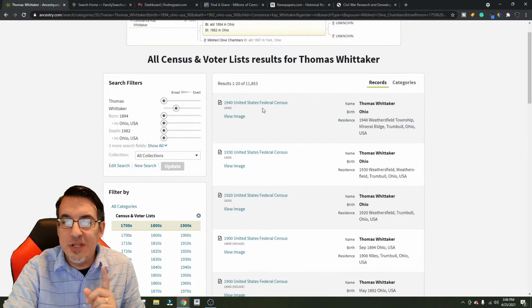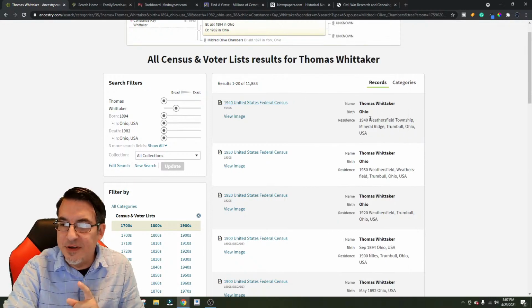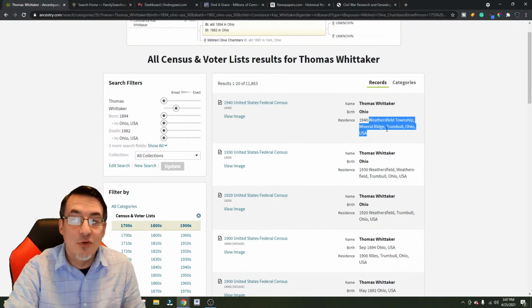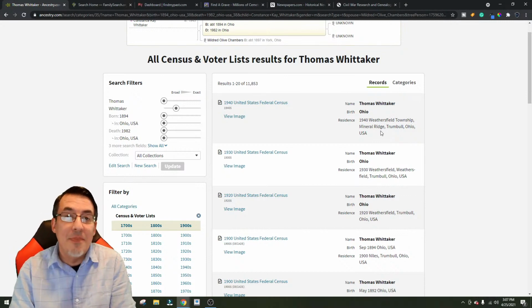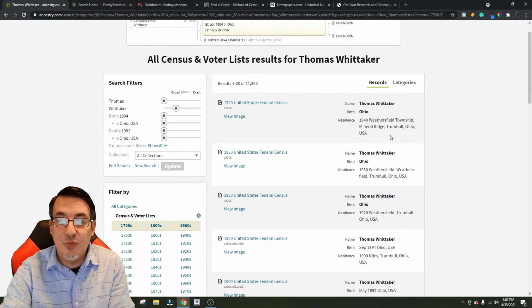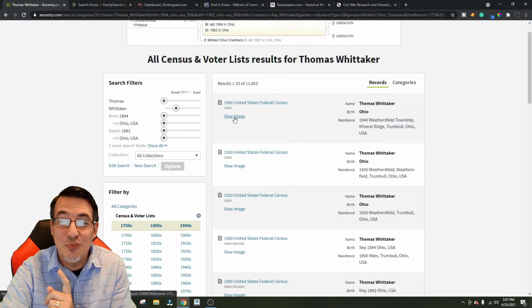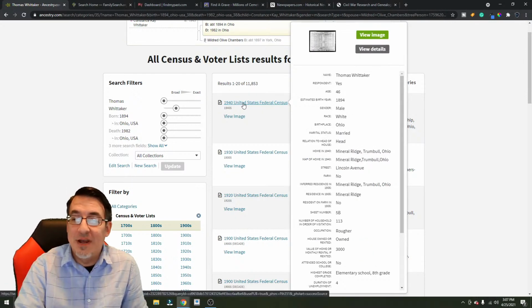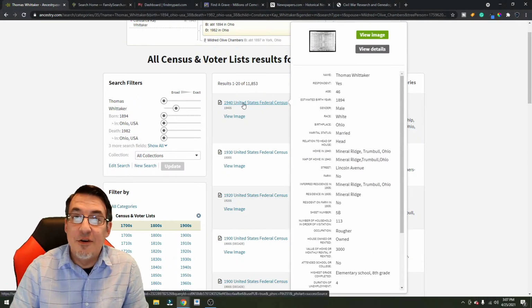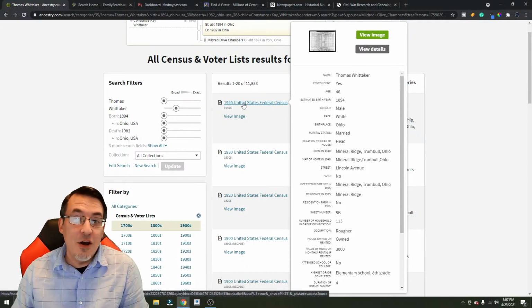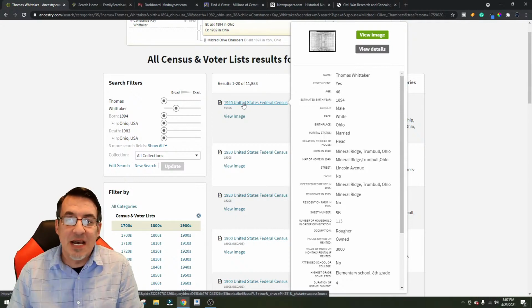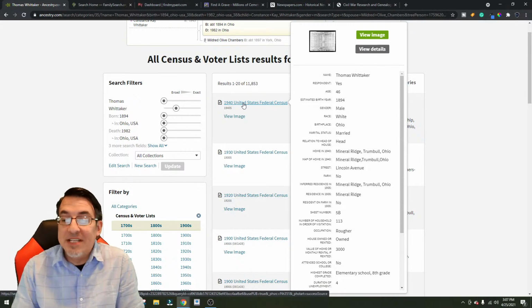So I'm going to go to the 1940 census. Here's Wethersfield Township. That's where Mineral Ridge is, which is where my grandma grew up. Here's a Thomas Whitaker in the 1940 census. This is probably my guy. I can highlight over it and see that it says Lincoln Avenue. My grandma grew up on Lincoln Avenue. I know that. It was right across the street from the house I grew up in. So I know this is her family.